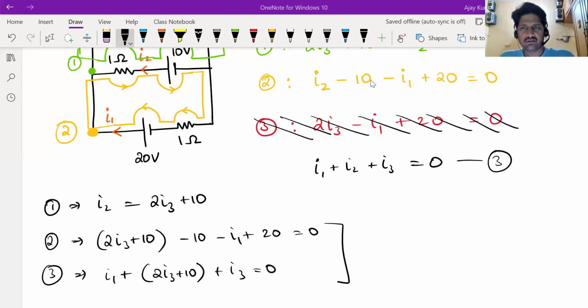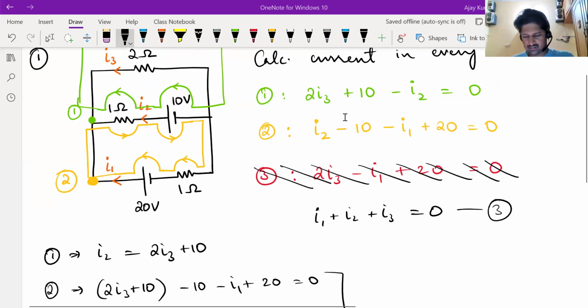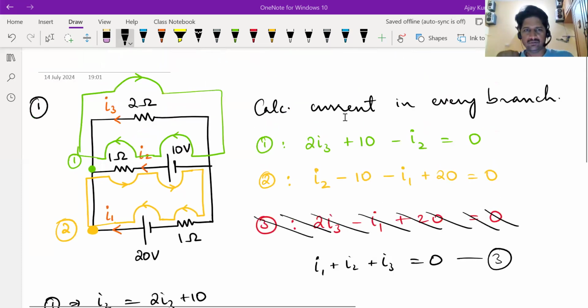Anyway, solving and all you do later, but this is how we are going to apply KCL and KVL to solve circuit problems. And remember, it may look like there are three loops here, but only two independent equations you can get. The third one has to be KCL.